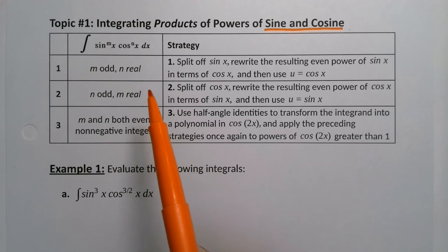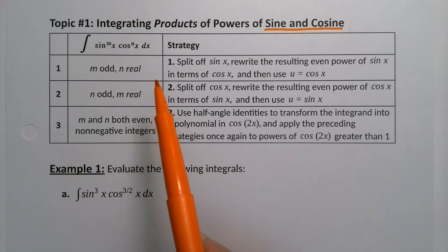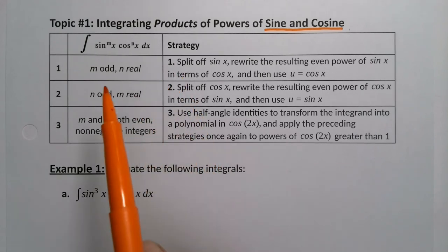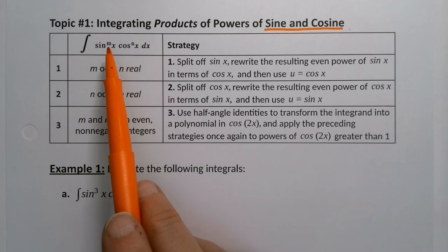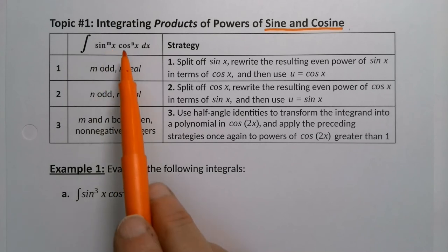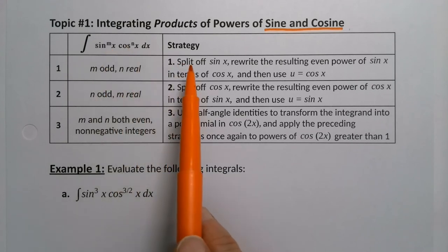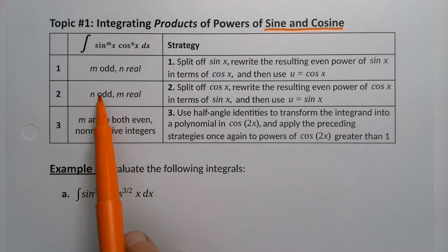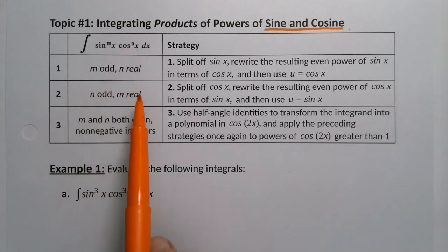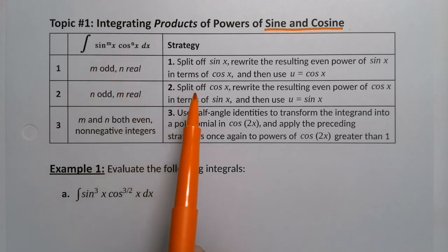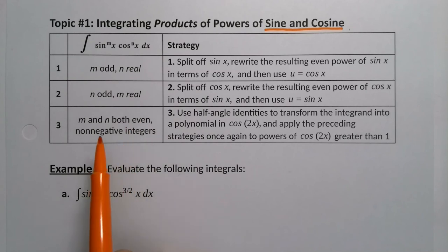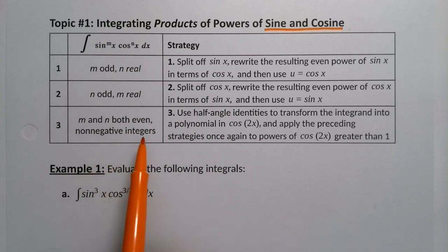There are times where a couple of them will actually work, and it's up to you to choose whichever one you like. So if m, the sine power, is odd, and n is a real number, you could try strategy 1. If n, the power of cosine, is odd and m is real, then you could try number 2. If m and n are both even, non-negative integers, then you try number 3.